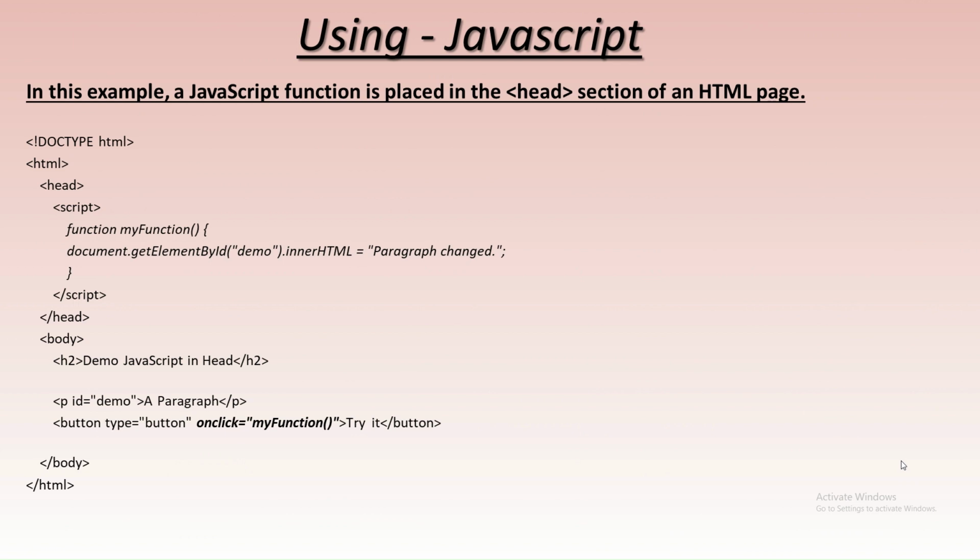Within the body section, we have an h2 element which says "Demo JavaScript in Head". In a paragraph, we set the ID as demo and printed text in the paragraph. And below that, we have a button which has the text "Try it". And on click, we are calling the myFunction method that is inside the head section.